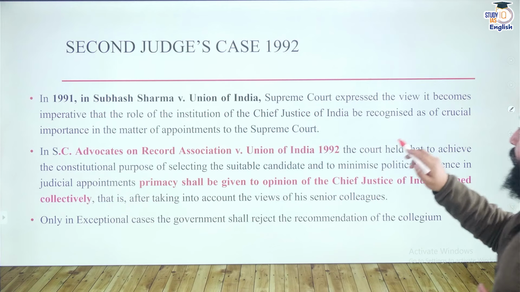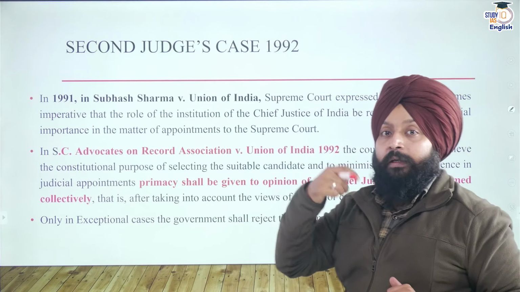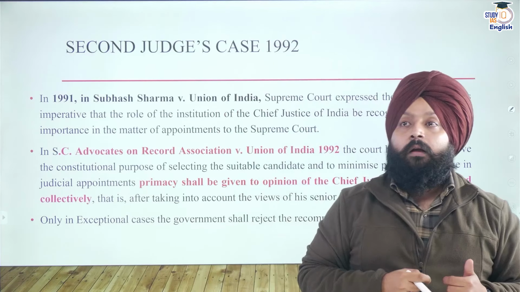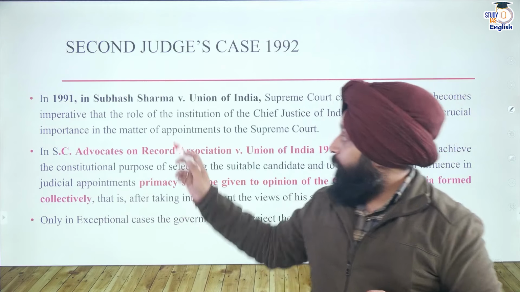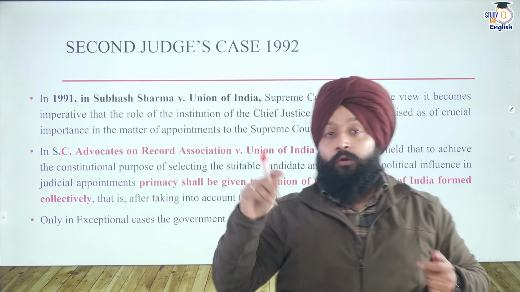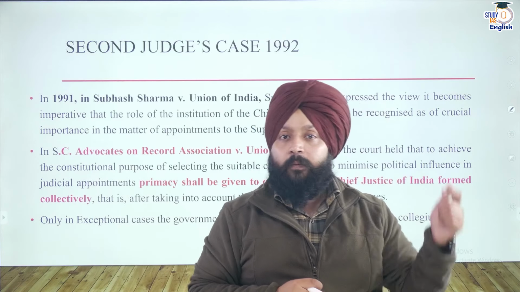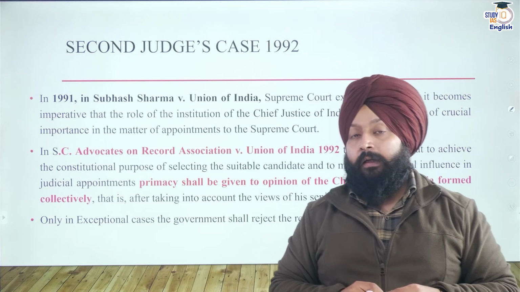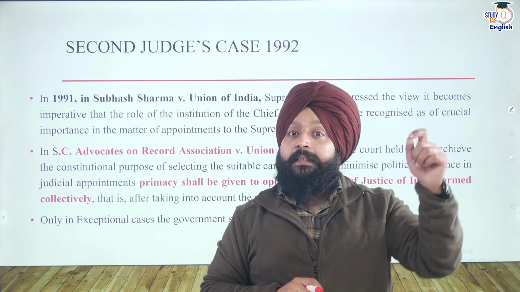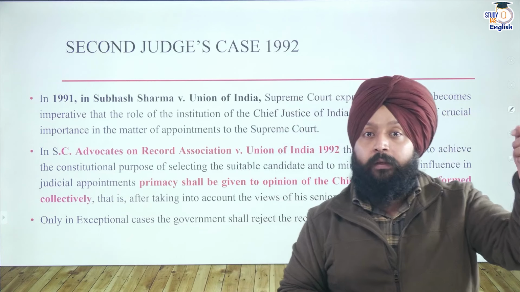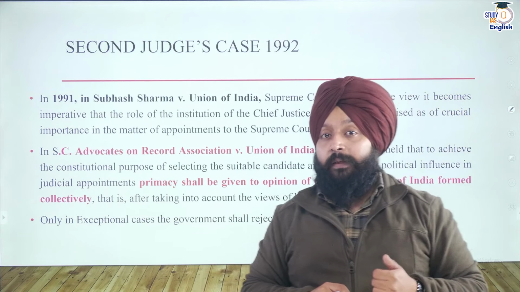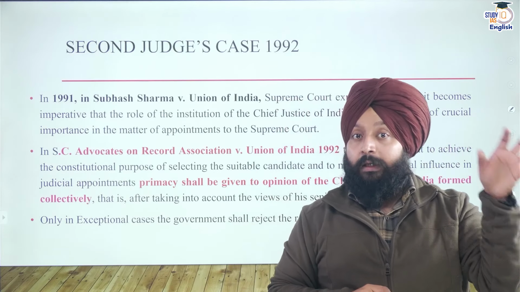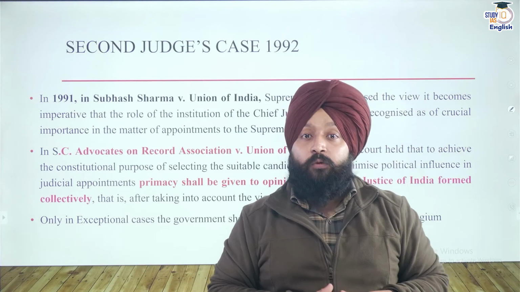Now this judgment was somehow shocking for the judicial community. And in multiple cases, for example, Subhash Sharma versus Union of India, the Supreme Court made certain observations. The Supreme Court stated, if we want to preserve judicial independence in India, it is important that the CJI, Chief Justice of India, shall be given the prominent position. That means if the CJI is forming a certain opinion, the opinion shall be given the utmost primacy.